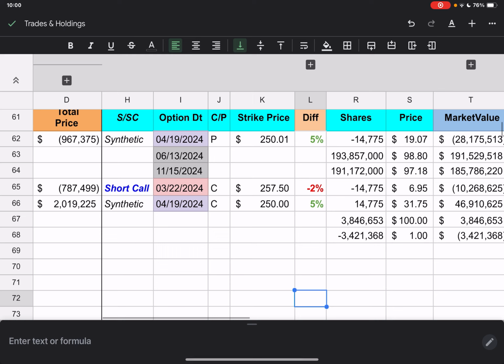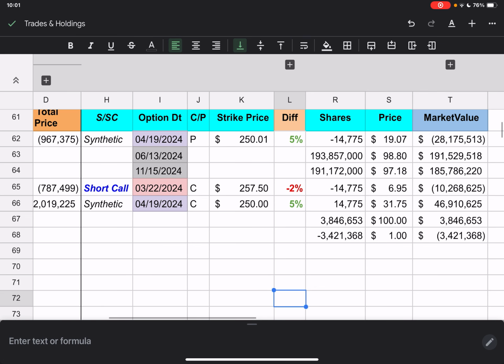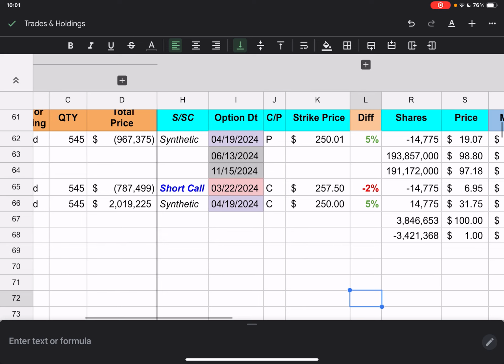Okay, so we have 1 short call that expires tomorrow, which has a strike price of $257.50, and we're actually over that by 2%. Too bad there wasn't an opportunity in the last couple of days to close that out early. But right now it's showing that it would have cost us today at close over $10.2 million.